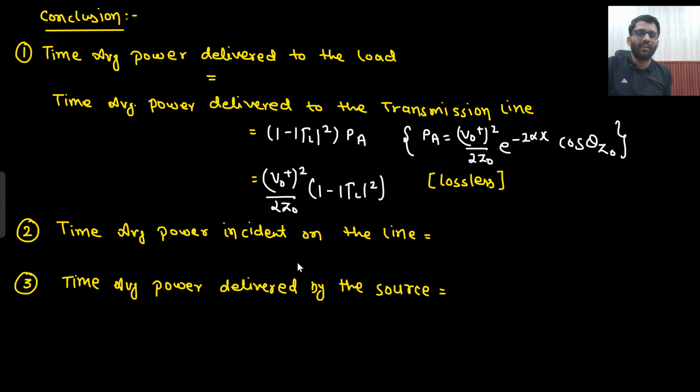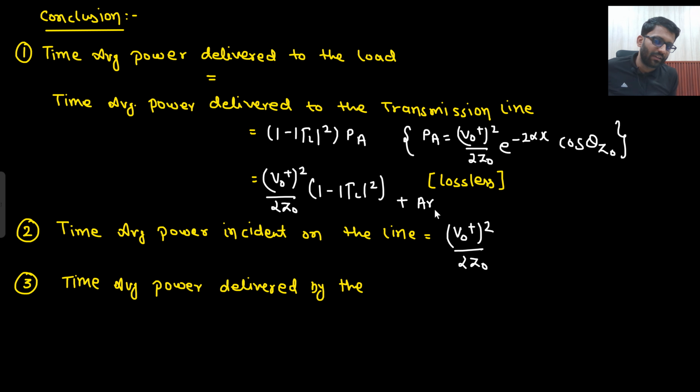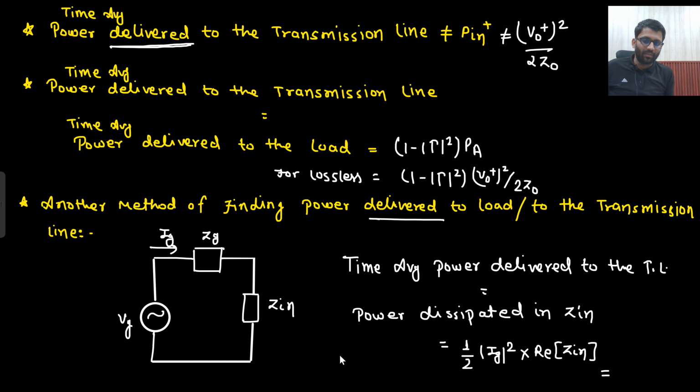Power delivered to the line. If I talk about time average power incident on the line, that is the power incident just as the switch is closed. And what is the time average power delivered by the source, or by the generator? Along with that, it has another method as well, which is replacing your line with Zin.